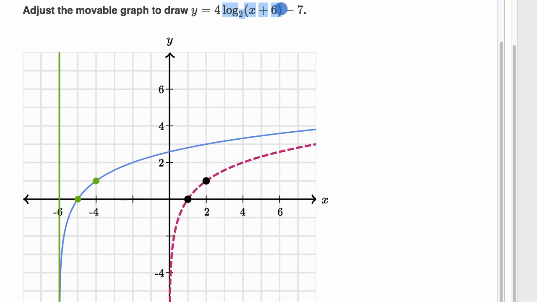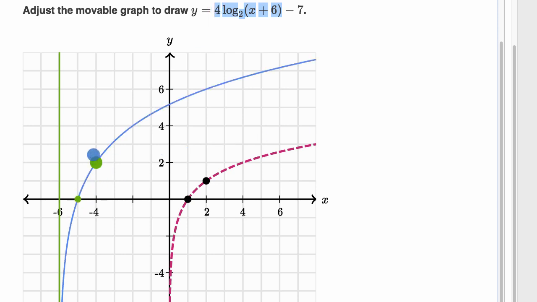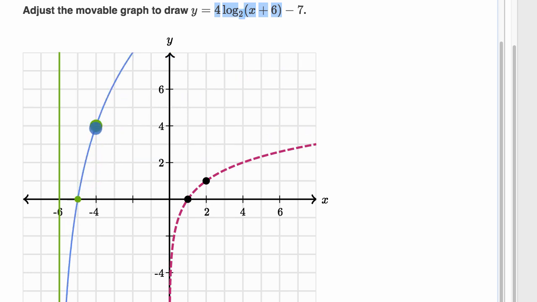So the next thing we might want to do is, what is 4 times log base 2 of x plus 6? And one way to think about it is, whatever y value we were getting before, we're now going to get 4 times that. So when x is equal to negative 5, we're getting a y value of 0, but 4 times 0 is still 0. So that point will stay the same. But when x is equal to negative 4, we're getting a y value of 1. But now that's going to be 4 times higher because we're putting that 4 out front. So instead of being at 1, it's going to be at 4. So this right over here is the graph of y is equal to 4 times log base 2 of x plus 6.